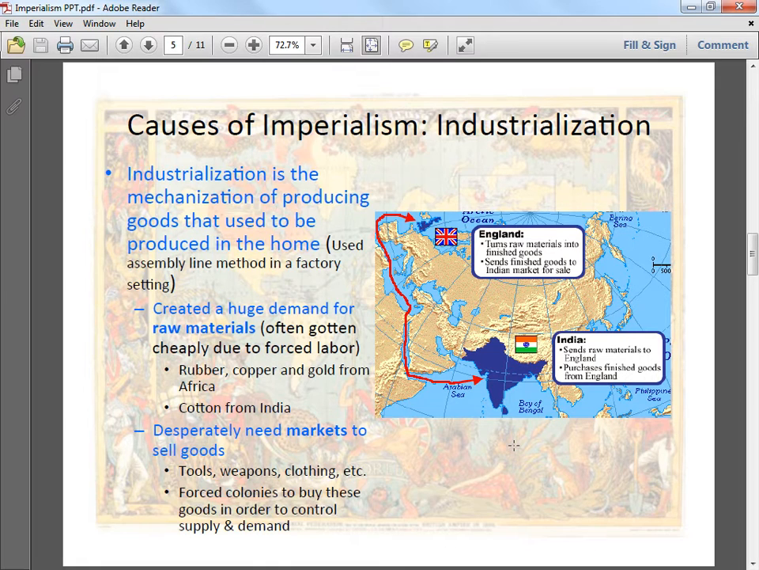Second, and here's the flip side. Not only do they need the raw materials from those countries to make the manufactured goods, then they need places to sell the manufactured goods. They need markets. The other thing is, if you go conquer India, then you could say, hey, India, you can only buy from us. Now you just created a market in India for all of your cloth you made in Great Britain. So, demand for raw materials, the need for markets to sell goods. That explains industrialization.